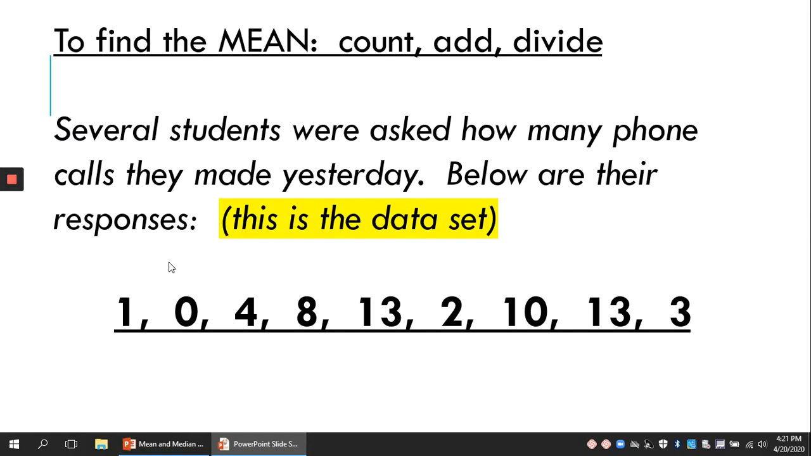So we're going to use this as our example. Several students were asked how many phone calls they made yesterday. Below are their responses. This is the data set of their responses that you see here. One person said 1 phone call. One person said 0 phone calls. One person said 4 phone calls, and then 8, 13, 2, 10, 13, and 3. That's the data set that was collected from asking the question, how many phone calls did they make?